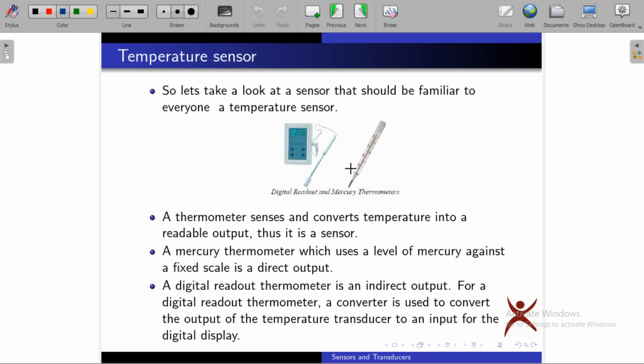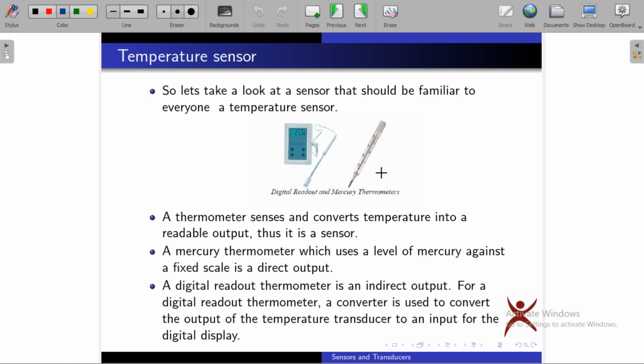Now coming to temperature sensor. Here we have two types of thermometers. This one is digital readout thermometer and this one is mercury thermometer. Coming to this mercury thermometer, it is a sensor, a temperature sensor. A thermometer senses temperature and converts temperature into a readable output. Thus, it is a sensor.